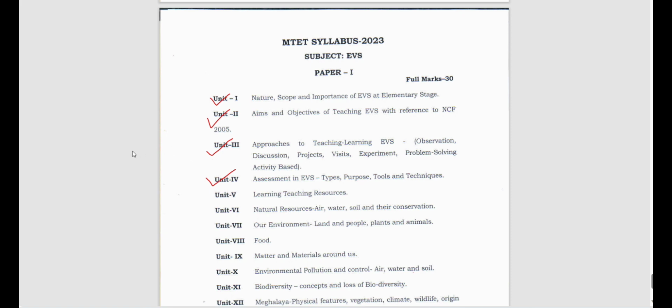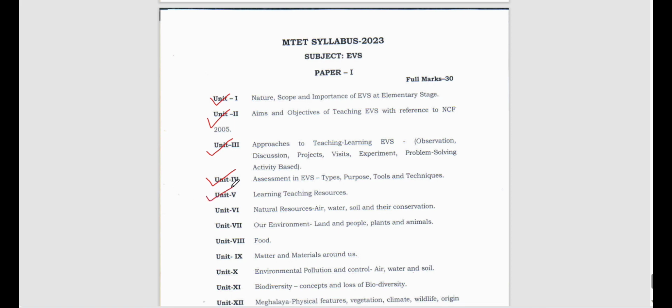Unit 4 says assessment in environmental studies: types of assessment, purpose of assessment, tools and techniques of assessment. Assessment can be formative assessment, it can be summative assessment. There are different types of assessment: assessment for learning, assessment of learning, assessment in learning. All those things we shall see with respect to environmental studies, right?